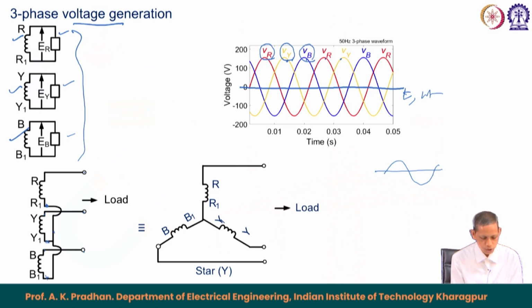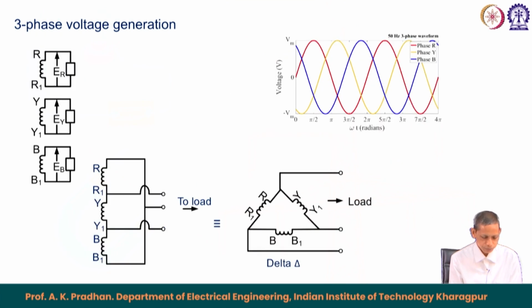If you see this connection here, it looks like this: B1, Y1 and R1 are connected to the same point, the star point, and then R, Y and B are the three terminals of the three phases. So, this is about the source or generation or supply side, and we can connect through wires, conductors or cables to the load side. The load can also be star or delta.